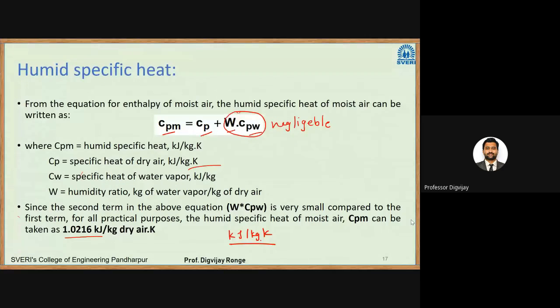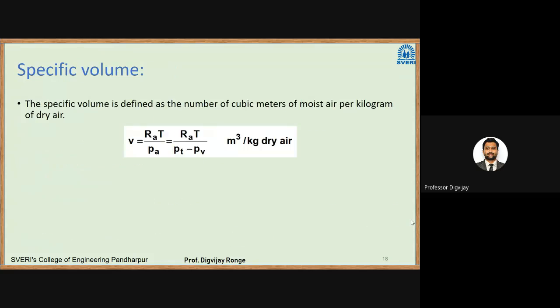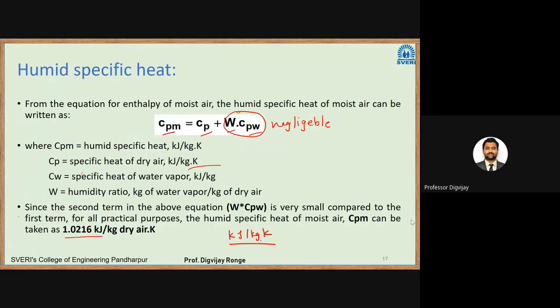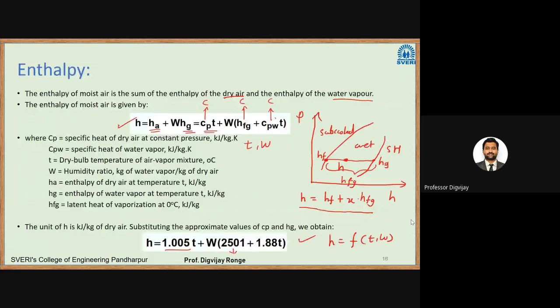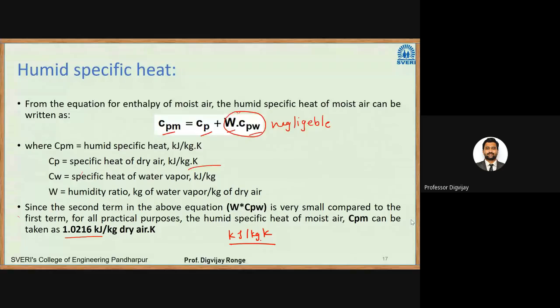Okay, so that is about the humid specific heat of moist air. Generally we take this constant value as 1.0216 kilojoule per kg of dry air. So up to this point, we have seen temperature, saturated vapor pressure, relative humidity, specific humidity or humidity ratio, then enthalpy of moist air, then humid specific heat.